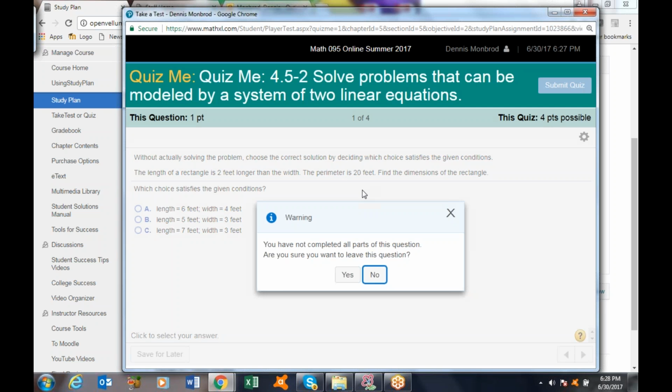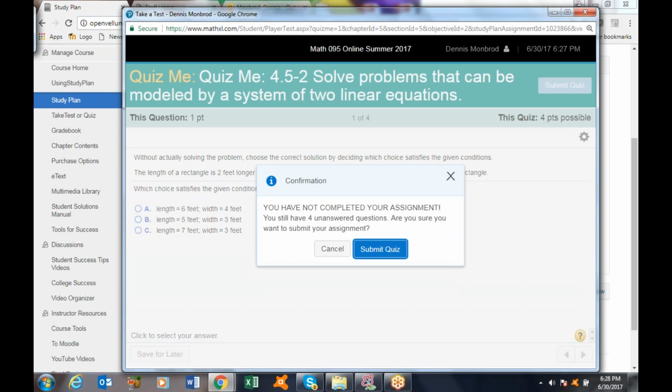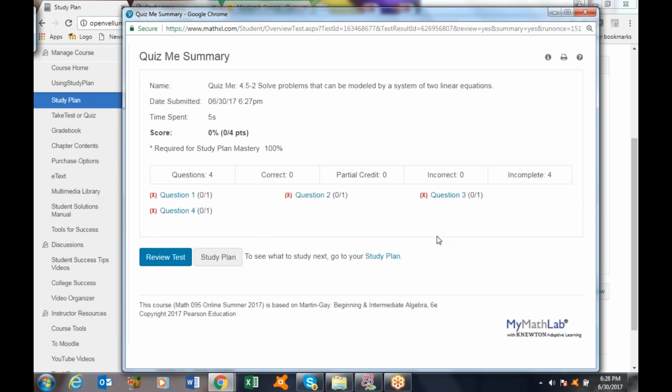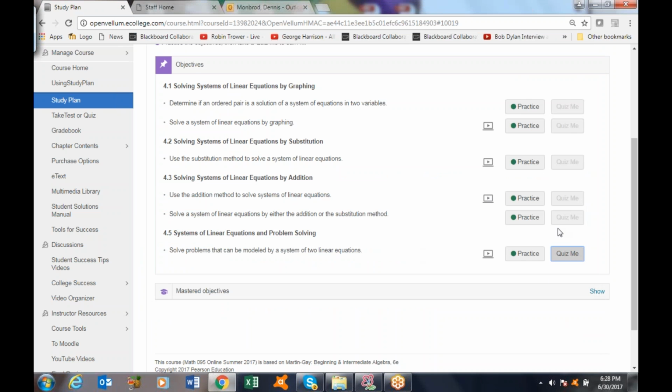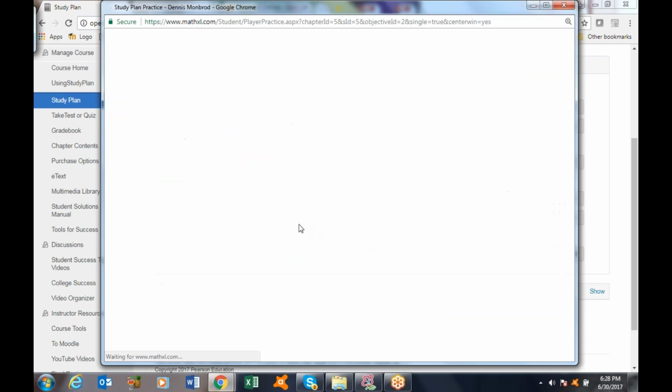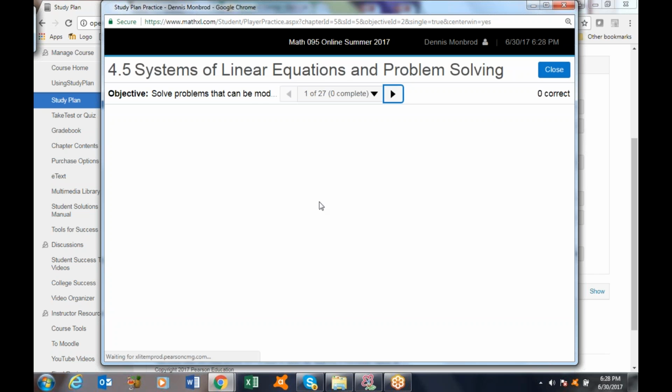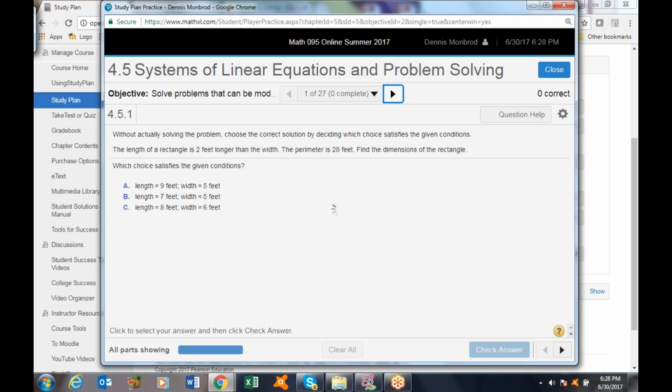So I'll just submit it, and then I'm going to go back to my study plan. Now notice that the screen, it's still lit up here, it's not grayed out yet. And if I press practice, now I can actually get some exercises in here. So that's a little bit of a hassle, but if you've been working, you already have figured this out. But anyway, so some preliminaries to get your exercises open. Okay, I'm going to close that.